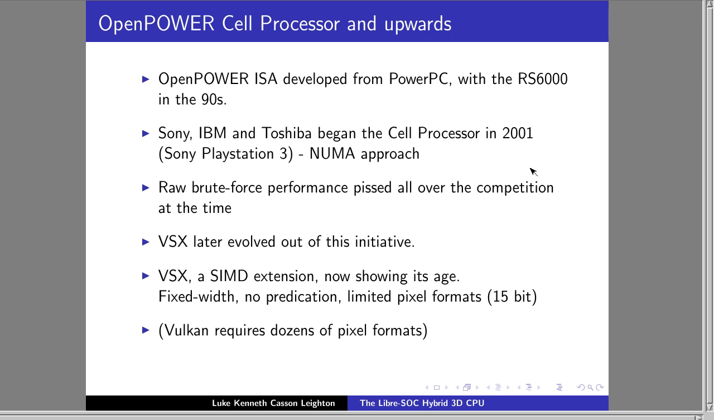All right. VSX later evolved out of this Cell processor initiative. Unfortunately, VSX, which is a SIMD extension, is not a vector system. It is SIMD.